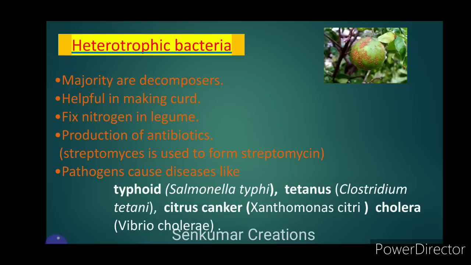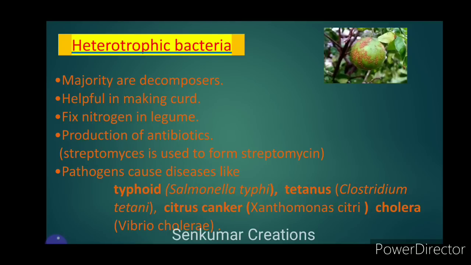Cholera is caused by Vibrio cholerae. So these are the harmful bacteria: Salmonella typhi, Clostridium tetani, Xanthomonas citri, and Vibrio cholerae. These bacteria can be classified into two groups, useful bacteria and harmful bacteria. We have seen the useful ones here, and the harmful ones here.